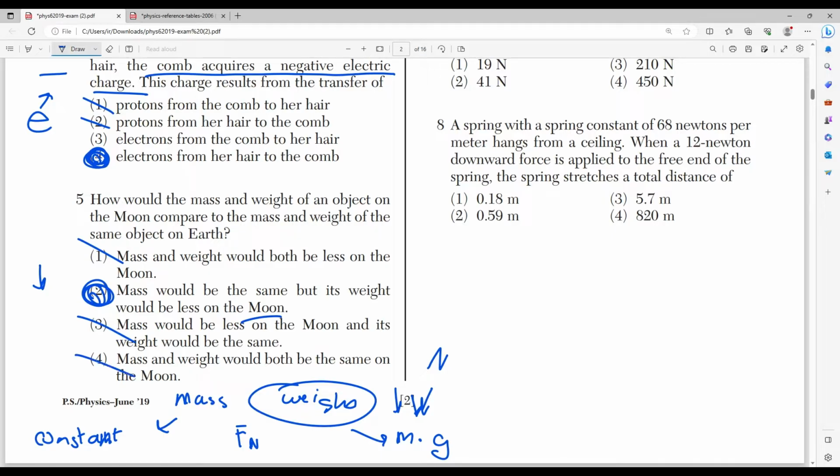So really what you need to get from this is that mass is constant, weight is not. Number 4 would also be wrong because it's saying that weight is constant on all planets, which it really isn't.